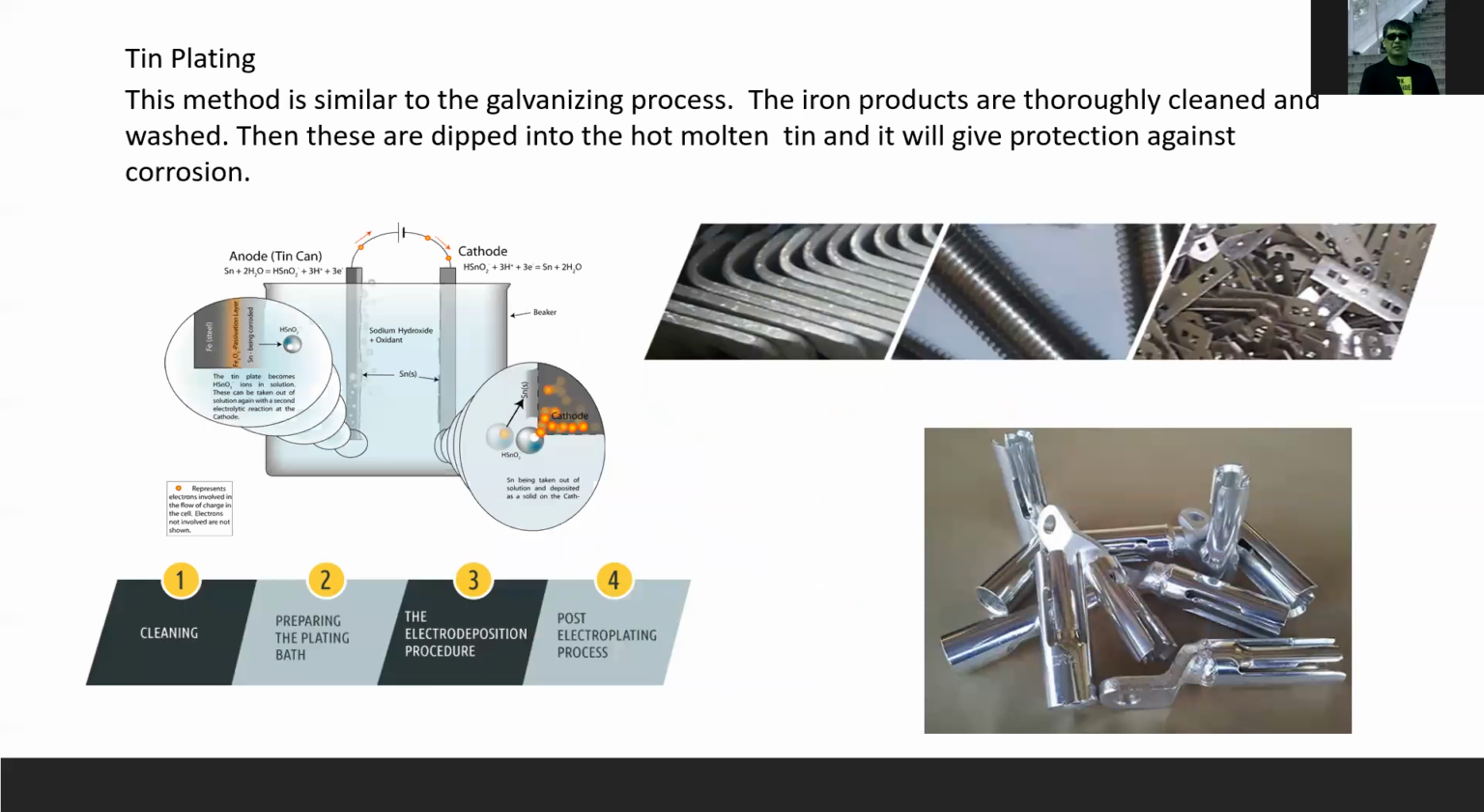So another is tin plating. This is similar to the galvanizing process. The iron products are thoroughly cleaned and washed, then dipped into hot molten tin, which gives protection against corrosion. So this is what you call the stainless steel method, right?